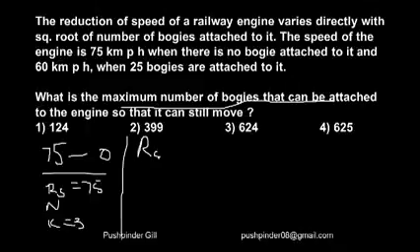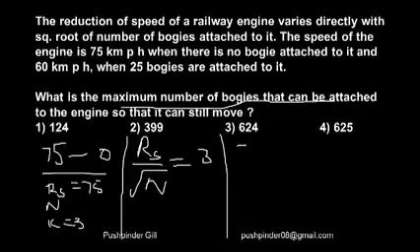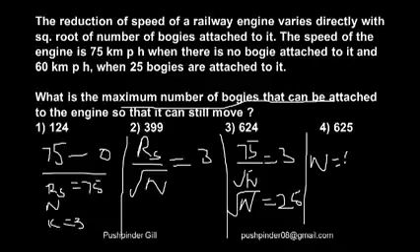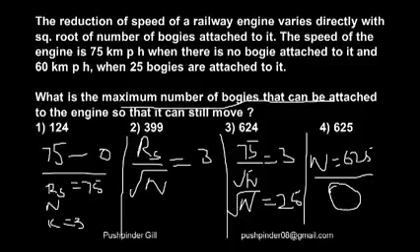I know the value of k is equal to 3 from the previous question. In the previous question, we came up with this formula that reduction of speed divided by square root of the number of bogies is equal to 3. So if you substitute there, 75 divided by under root of n gives us 3. That means under root of n gives us 25, or n gives us 625. That means if I attach 625 bogies, my train is going to come down to a speed of 0. But I want the train to be still moving. That means the maximum number of bogies that I can attach is 624.